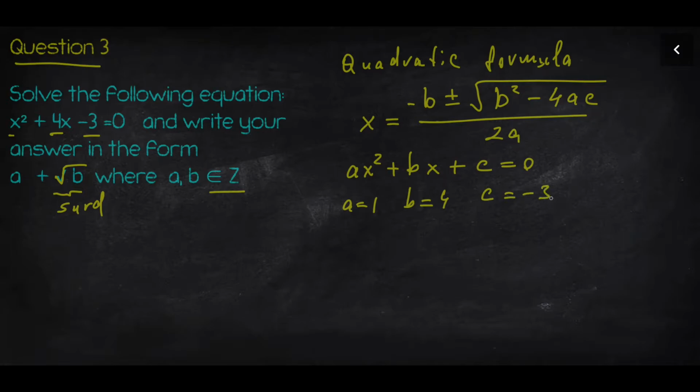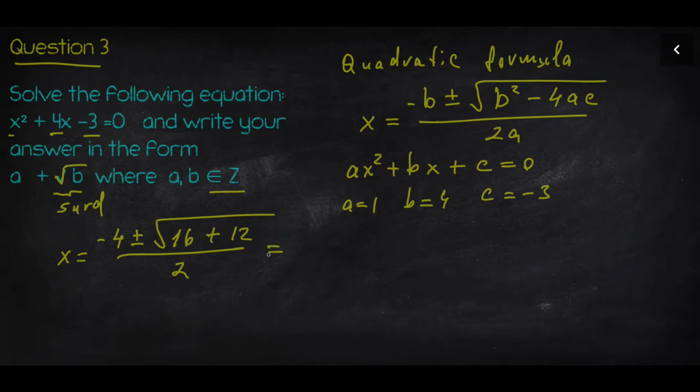Alright, so let's do this. Minus b is minus 4, plus minus the square root of, and we have 16, which is 4 squared, minus 4 times negative 3, which is going to be plus 12, and times a, which is 1, so just plus 12, okay? Over 2a, which is just over 2. Now we're just going to take the square root of 16 plus 12, which is 28.